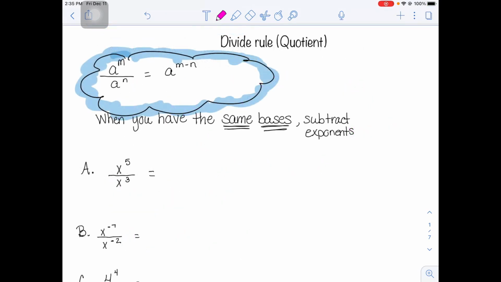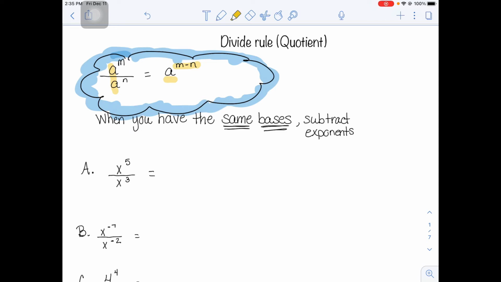Our next rule is our quotient rule or division rule, and this textbook formula is our like bases, and then we take our exponents and we subtract them. I like to think of my division sign as a big subtraction, so we keep our base of a and then m minus n. So when you have the same bases, you subtract the exponent. So let's do a couple of these.